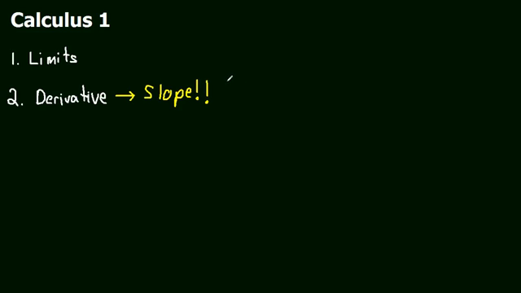And slope, hopefully you remember the formula, y2 minus y1 over x2, sorry about that, over x2 minus x1. Okay, and the derivative is just a combination of a limit and this slope formula, and that's all a derivative is. And we'll learn all about the derivative in Chapter 2.